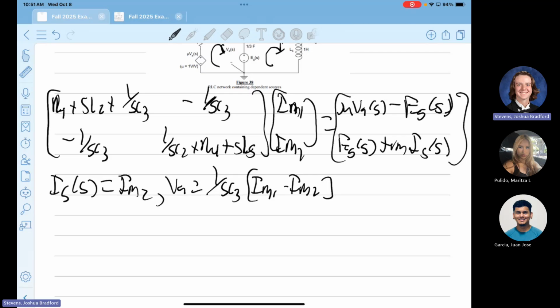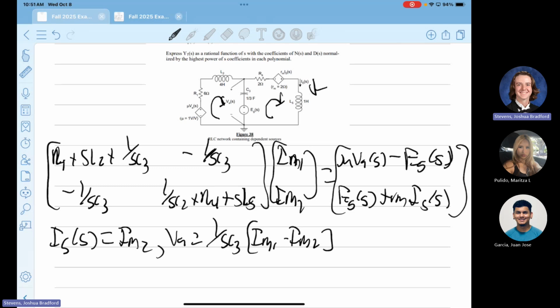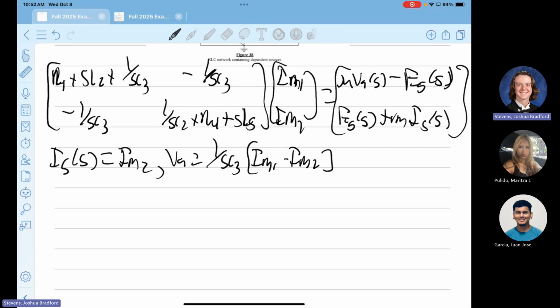Does everybody see how I did that? Everybody agree so far? Makes sense? No. Because if you notice, we're taking this in terms of passive elements. So this is not technically an active source, right? IM1 is going into the positive end of VA, and IM2 is going into the negative. You see that? Okay, cool. That makes sense? Everybody else got that? Sweet. Cool. All right, so let's just apply that to what we have.